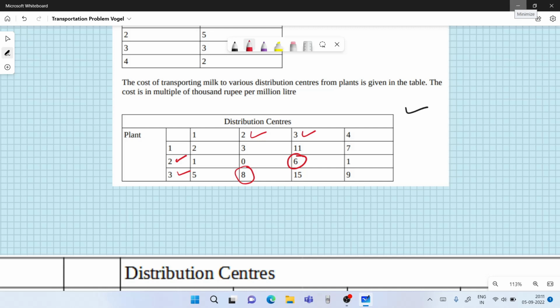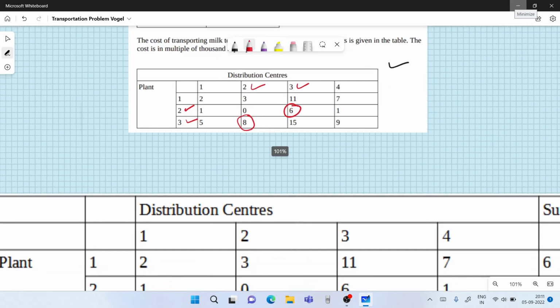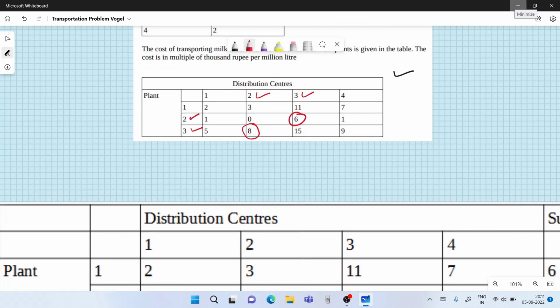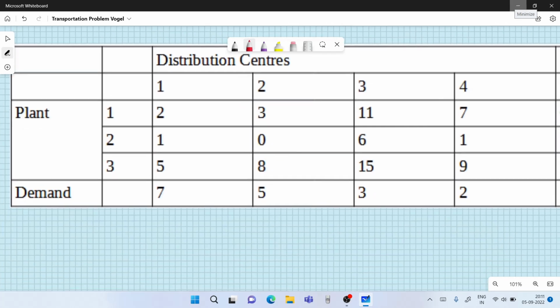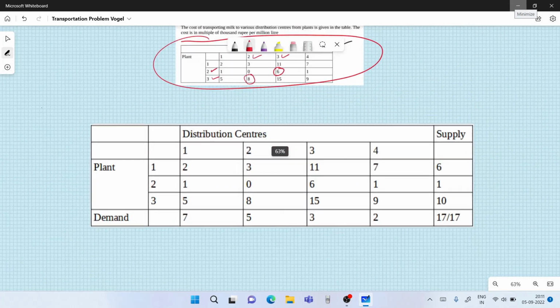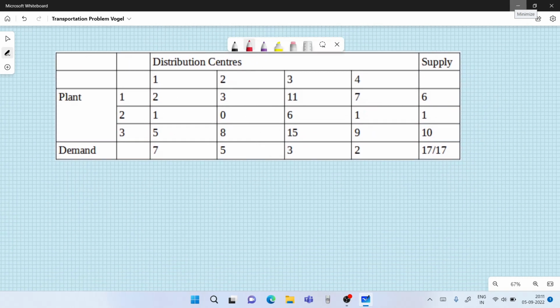So let's see how we can solve it using the Vogel's approximation method. The first thing that we need to do is copy down this table, and I have already done it here. So let's concentrate on this table now.